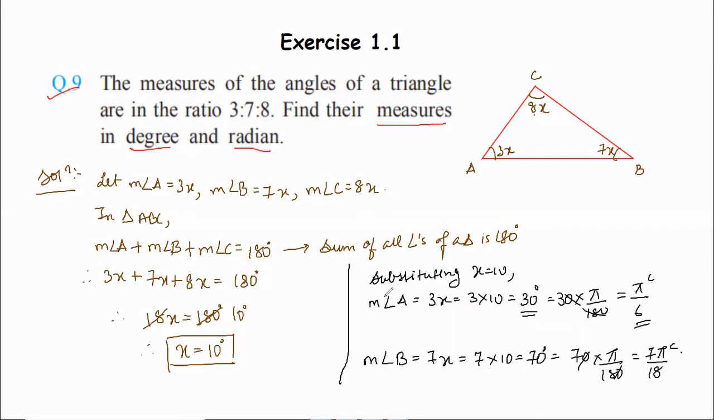Okay, now we need to write for C, measure angle C. So let me erase this particular part so we can write it over here.